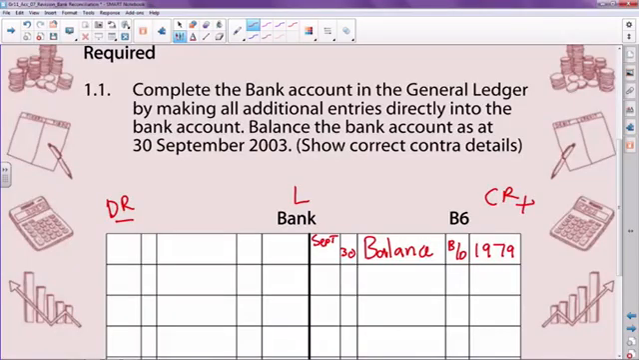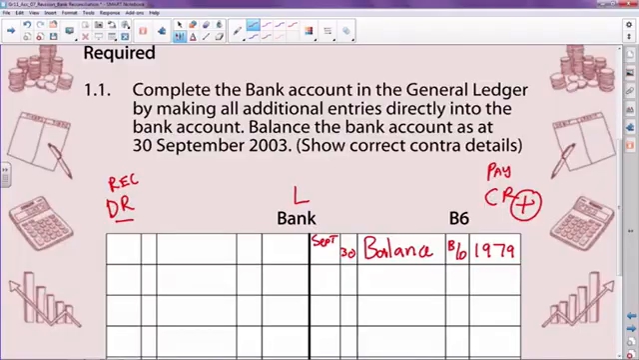So remember, guys, bank is a liability. At the moment, we are owing the bank 1,979. So every time we make an additional payment, that liability is going to increase. We're going to owe the bank more. Every time we receive money, so the moment we receive a deposit and the money goes into our bank account, we now owe the bank less. The liability is going to decrease.